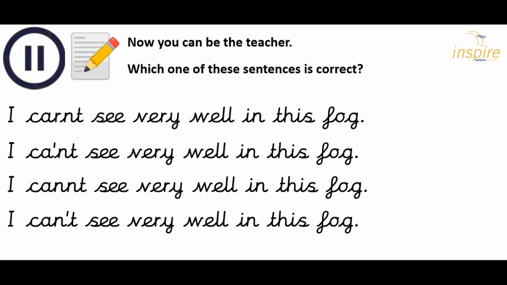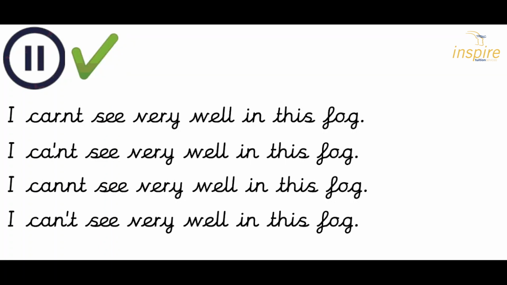Now you can be the teacher. Pause the video, read these sentences and decide which one is correct. I cant see very well in this fog. This isn't how we spell can't, so that one's not right. I ca'nt see very well in the fog. This one has an apostrophe, but it's not in the right place. There's no letter missing there. I cann't see very well in this fog. Still not right. This time, we've got the apostrophe in the right place. It's the final sentence which is correct.